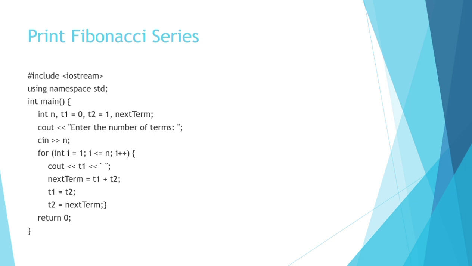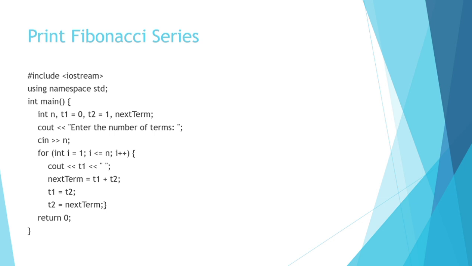This value represents the number of terms of the Fibonacci sequence that the user wants to generate. for (int i = 1; i <= n; i++). This is a for loop that generates the Fibonacci series and prints the terms one by one. The loop begins with i equals 1, meaning the first term will be printed first. The loop runs as long as i is less than or equal to the number n, which the user entered. This ensures the loop runs exactly n times, printing the Fibonacci sequence for the desired number of terms.